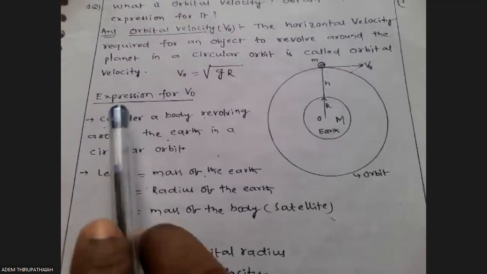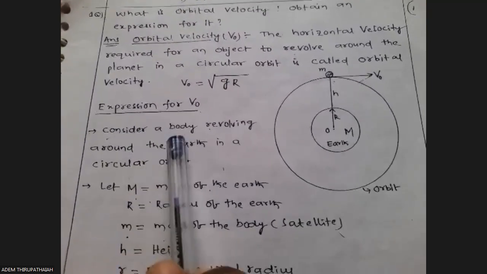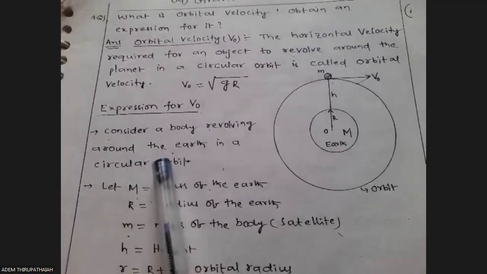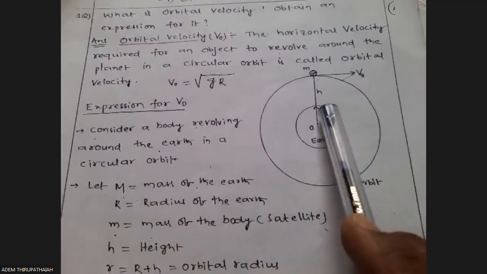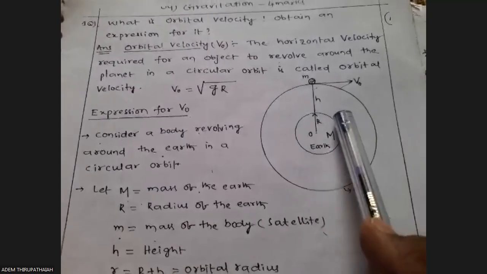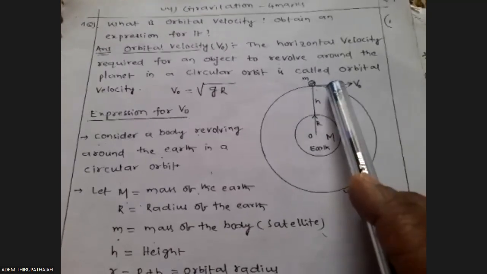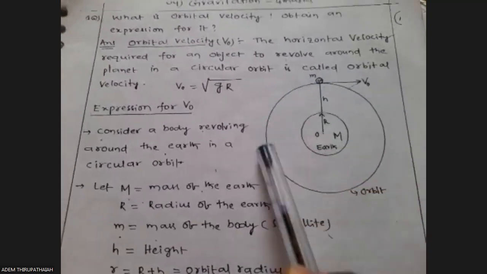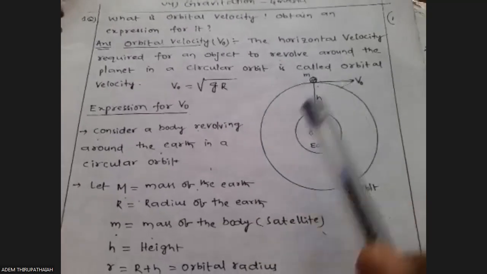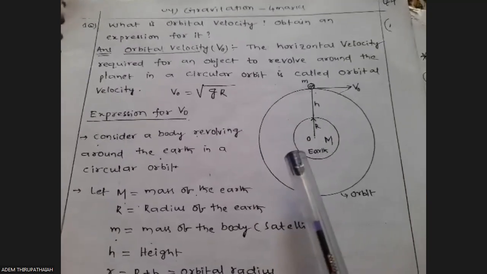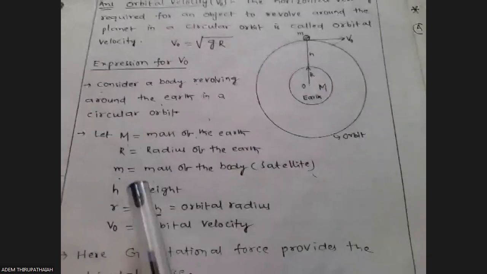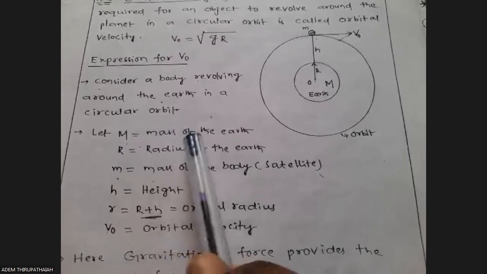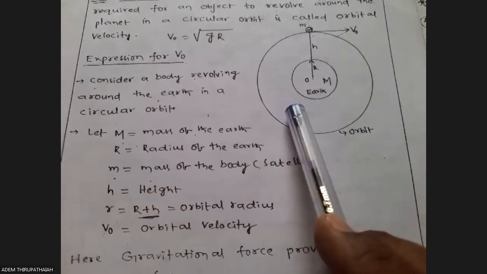Now consider a body revolving around the earth in a circular orbit. Simply, this is the earth. The body is nothing but a satellite. The satellite revolves around the earth in a circular orbit. Here capital M means the mass of the earth.